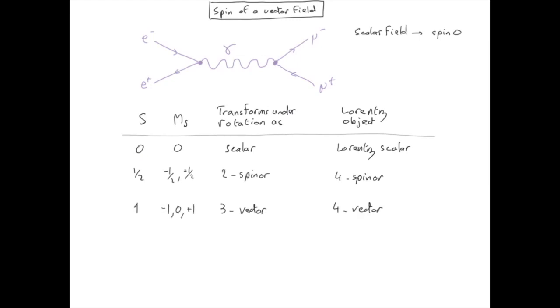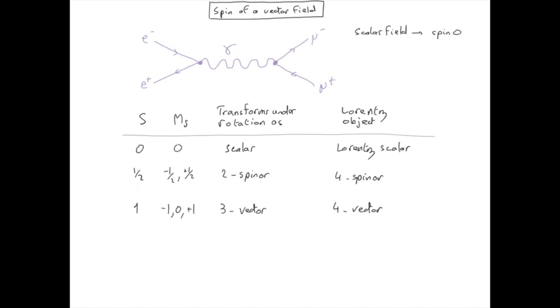So for a spin 0, the only possible projection is also 0. We know that such an object transforms under rotation as a scalar, so it is unchanged. And as rotations are part of the Lorentz transformation, this means that the Lorentz object which corresponds to spin 0 is the Lorentz scalar. So it's not only unchanged under rotation, it will also be unchanged under boost.